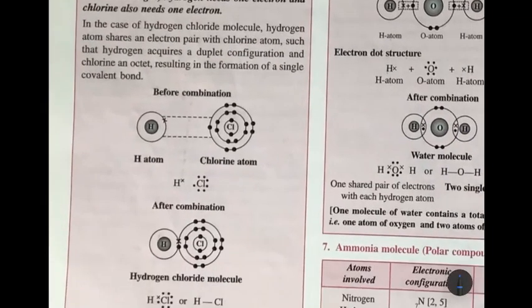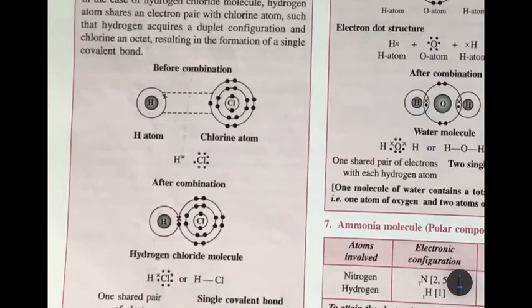Now hydrogen chloride. Hydrogen has 1 electron in its outermost orbit, okay, and chlorine has 7 electrons, 1, 2, 3, 4, 5, 6, 7, in its outermost orbit. So this 1 electron of hydrogen is shared with 1 electron of chlorine. Chlorine is getting 7 here plus 1, 8, and hydrogen is getting 1 here, 1 here, 2. So hydrogen is duplet and chlorine becomes octet.